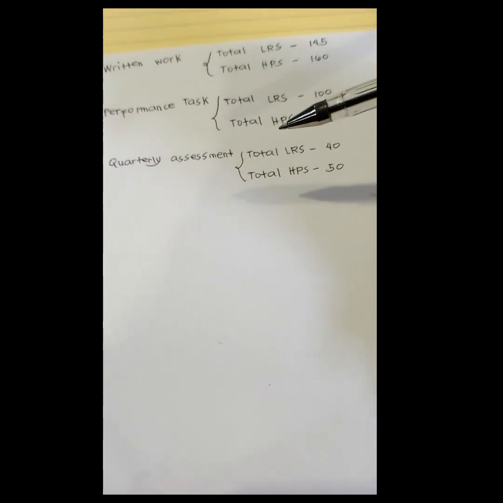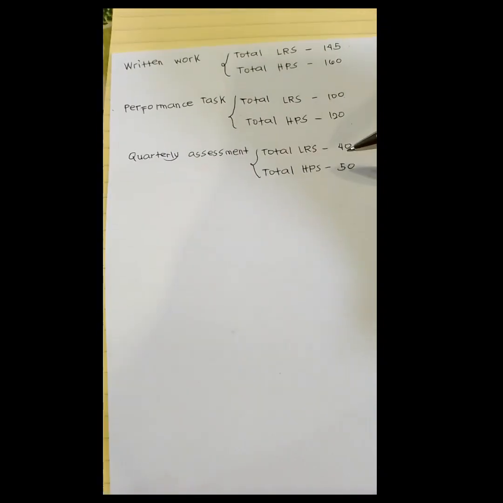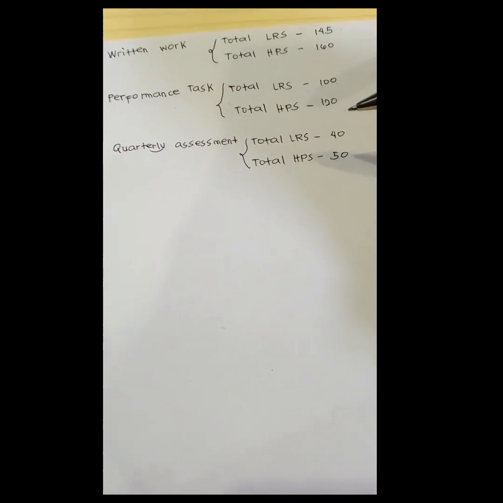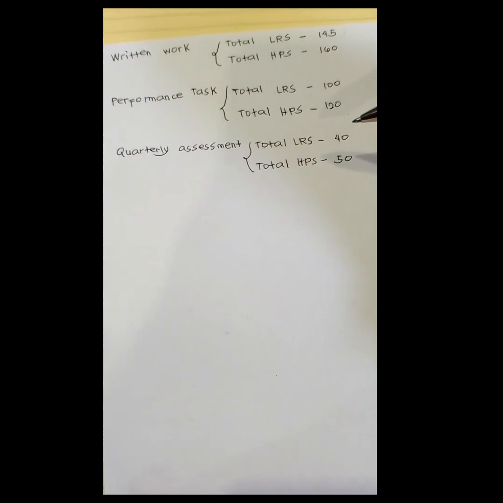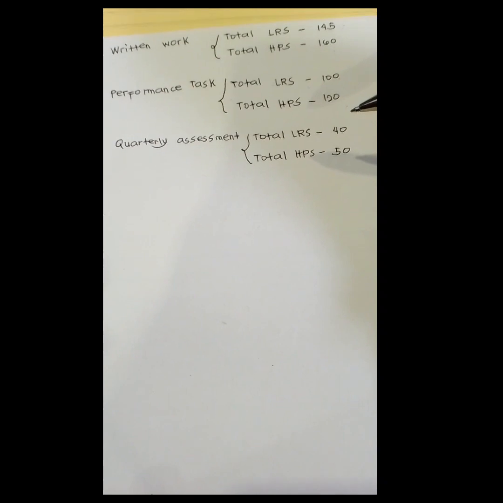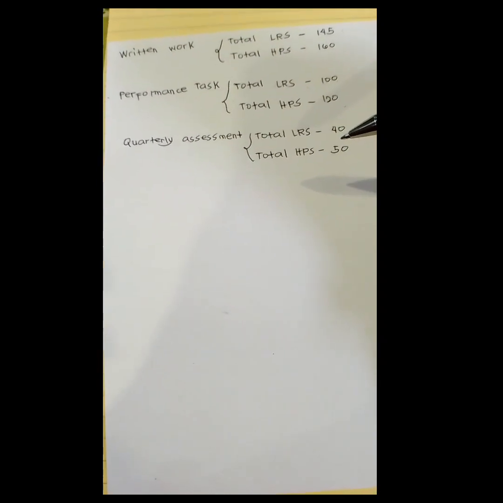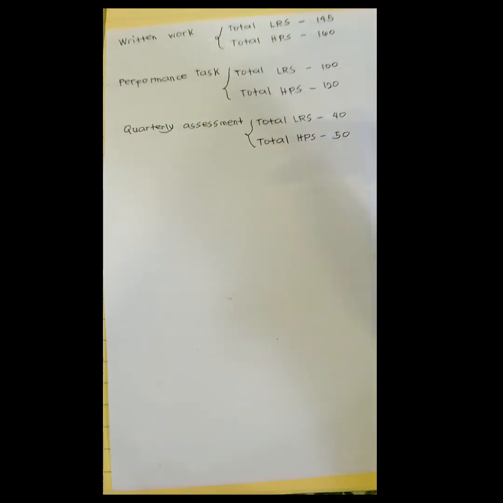While sa quarterly assessment, we have the total learner raw score is 40. No need to add na kasi ang ini-example ko dito kanina is the final examination of the learners. And then, ang nakuha ni learner is 40, and the total highest possible score is 50. So, this time naman, guys, in the second step, we need to get the percentage score.